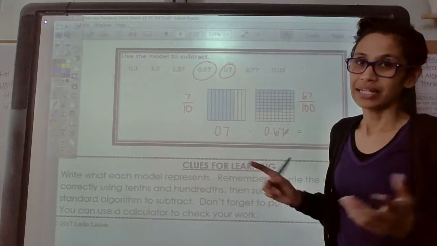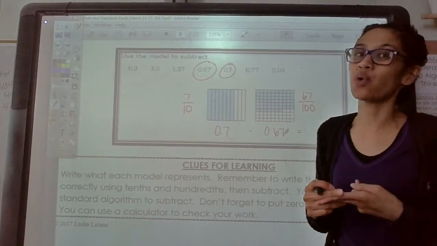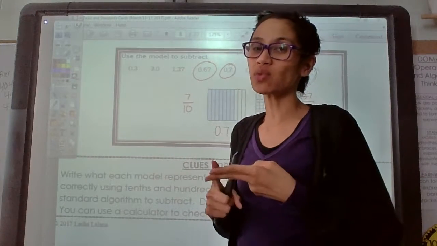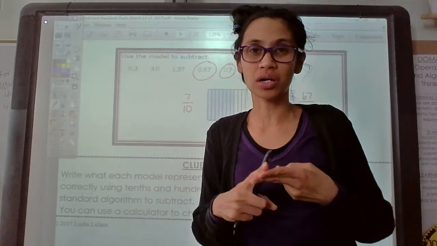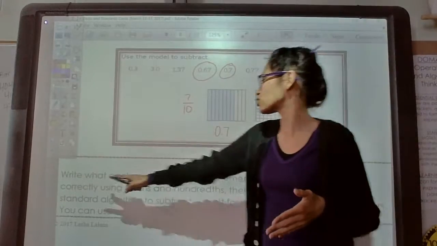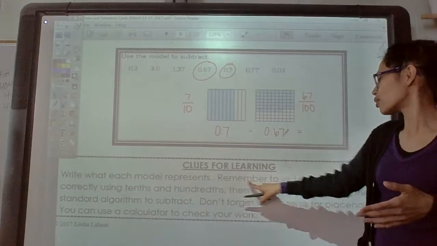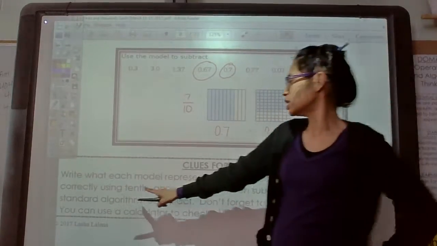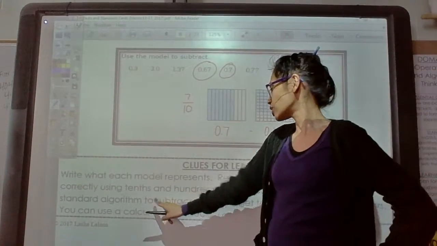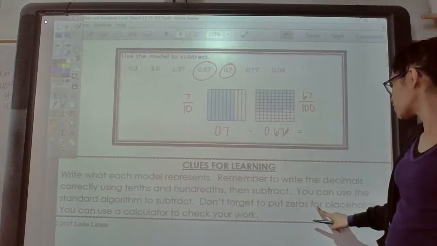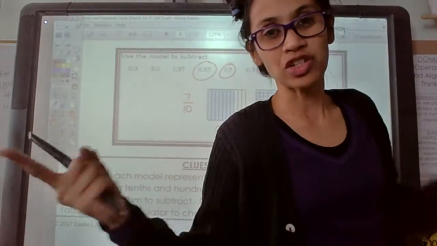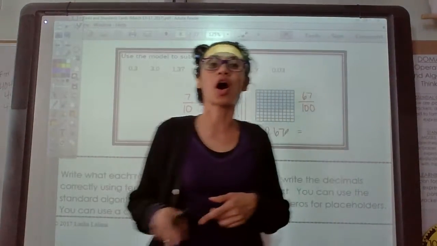Okay? Now, 2 ways I want you to subtract it. The first way is by using the model. And the second way is by using your standard algorithm. We're going to just write it out. Let's look at our clues for learning. It says write what each model represents. Remember to write the decimals correctly using tenths and hundredths. Then subtract. You can use the standard algorithm to subtract. Don't forget to put zeros for placeholders. You can use a calculator to check your work. That's right. You can use a calculator, not now, when you are finished.